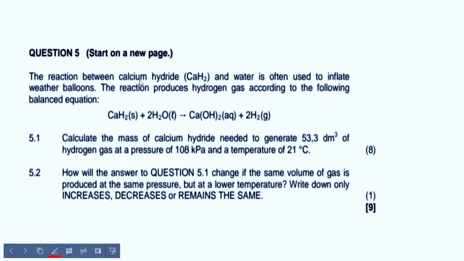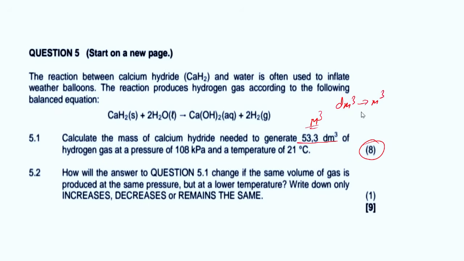Question 5 says the reaction between calcium hydride and water is often used to inflate weather balloons. The reaction produces hydrogen gas according to the following balanced equation. Then 5.1, 8 marks, says calculate the mass of calcium hydride needed to generate 53.3 dm cube. Conversion needed because we want it in meter cube. So what do we do? dm cube to meter cube, you multiply it by 8,000. So times 10 to the exponent of 3.